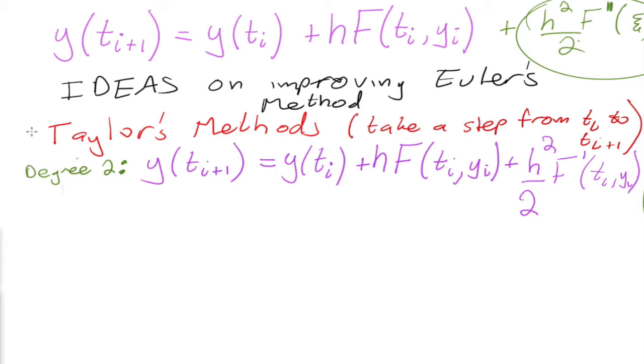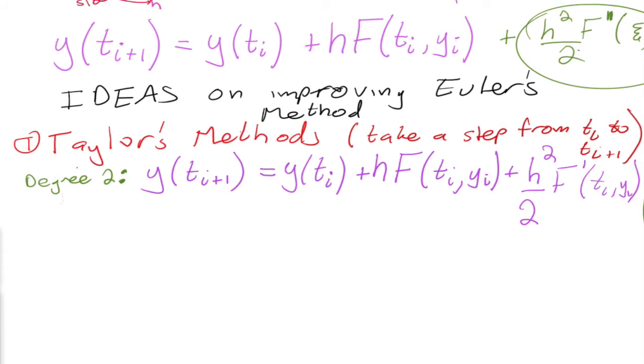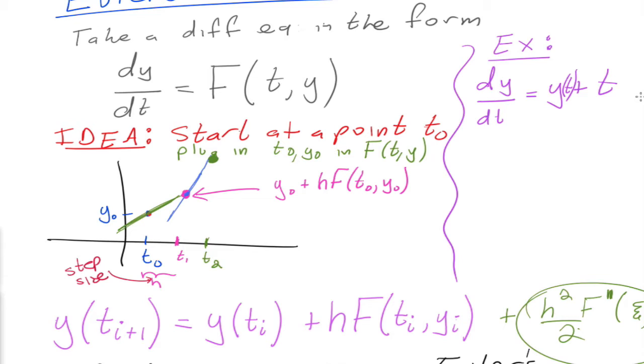Okay, one more idea. So this was idea number 1, Taylor's method. We said order 2, and we can do order 3, order 4, right? Any other ideas for improving this method? Not based on Taylor's? Maybe just thinking about sort of the geometry of our situation.